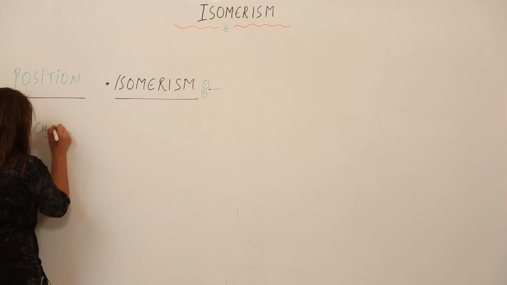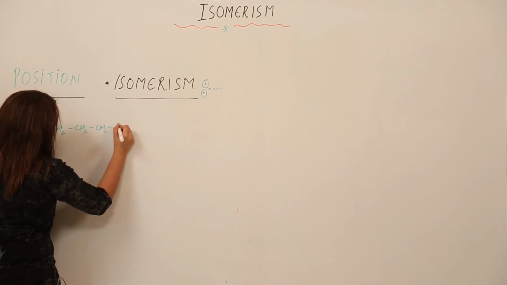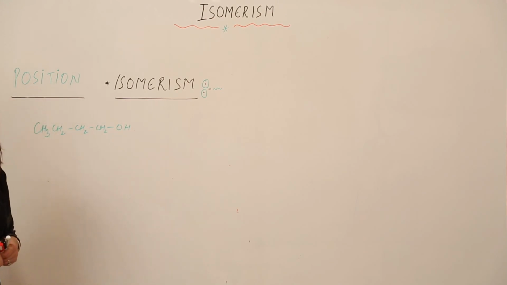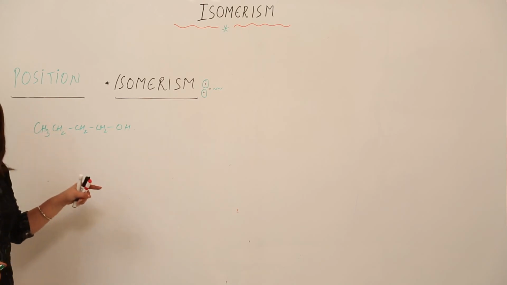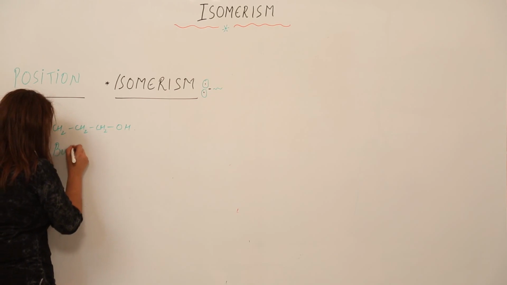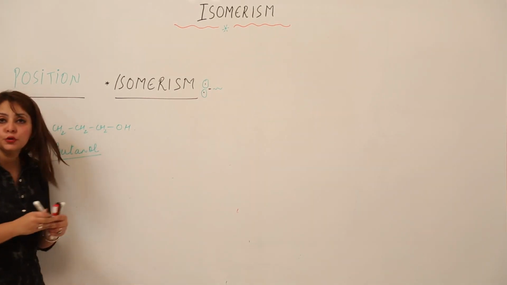Suppose I'm just writing the formula, then you tell me what this compound actually is. So what is the name for this compound? What do you get to see? How many carbon atoms in a chain? 1, 2, 3, 4. So obviously it is but, single bond and all. So it is butanol, right?